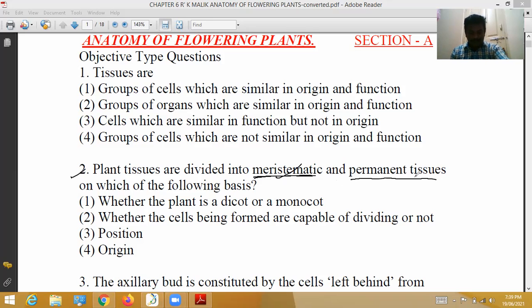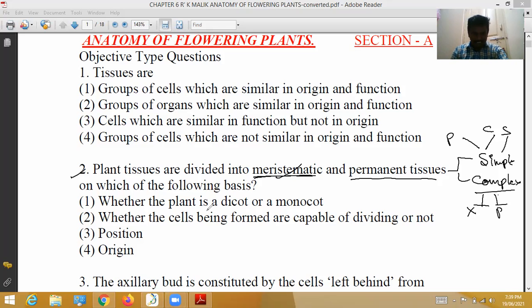Permanent tissues. Permanent tissues means what? Differentiated cells incapable of division. Permanent tissues are of 2 types: simple tissues and complex tissues. Simple tissues are made up of only 1 type of cells, that is 3: parenchyma cells, collenchyma cells, sclerenchyma cells. Complex tissues are made up of more than 1 type of cells. Those are xylem and phloem.